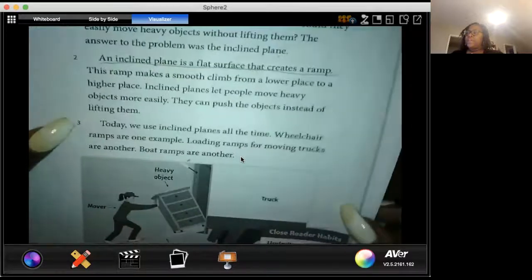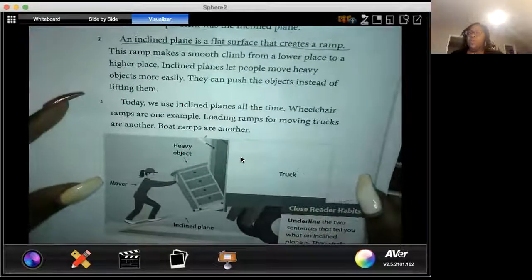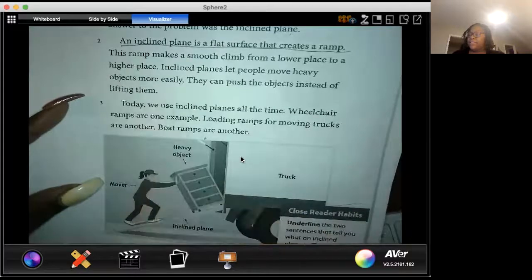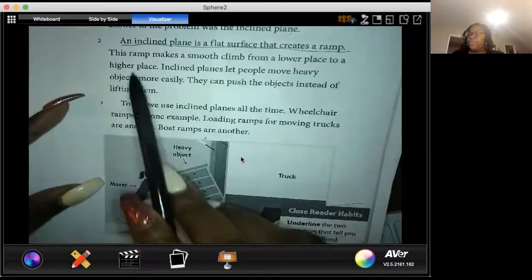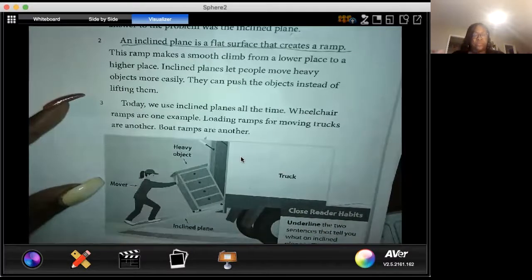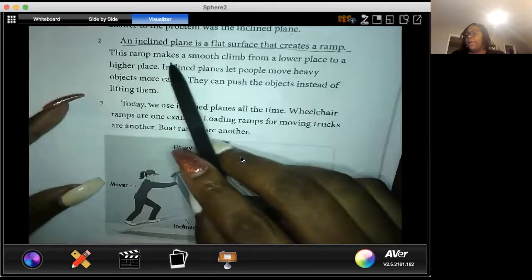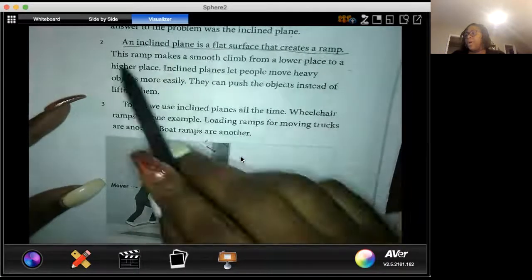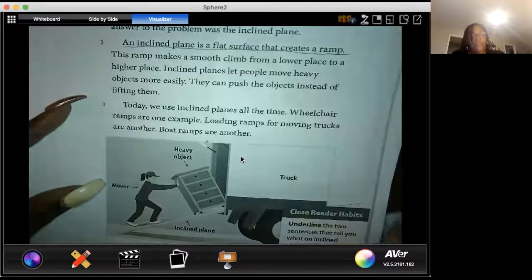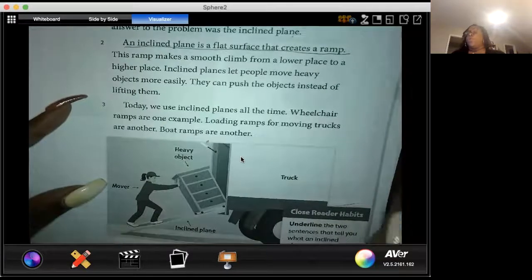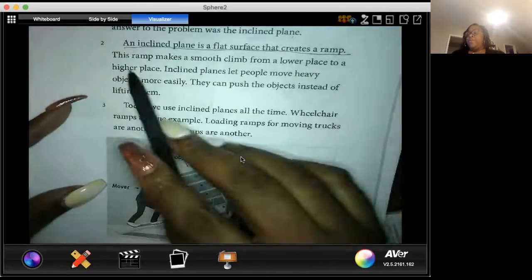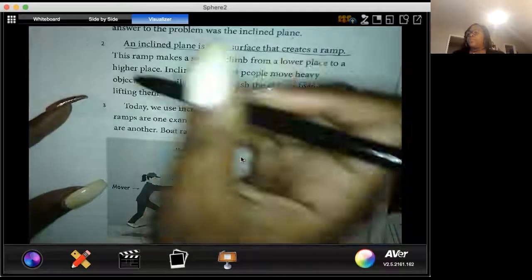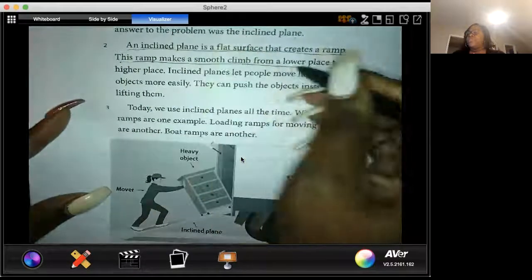When you go to the next slide, use the draw on it feature to underline or highlight that sentence. This ramp makes a smooth climb from a low place to a higher place. That also tells us what a ramp is. It makes a smooth climb from a low place to a higher place. So we're going to underline this sentence too.